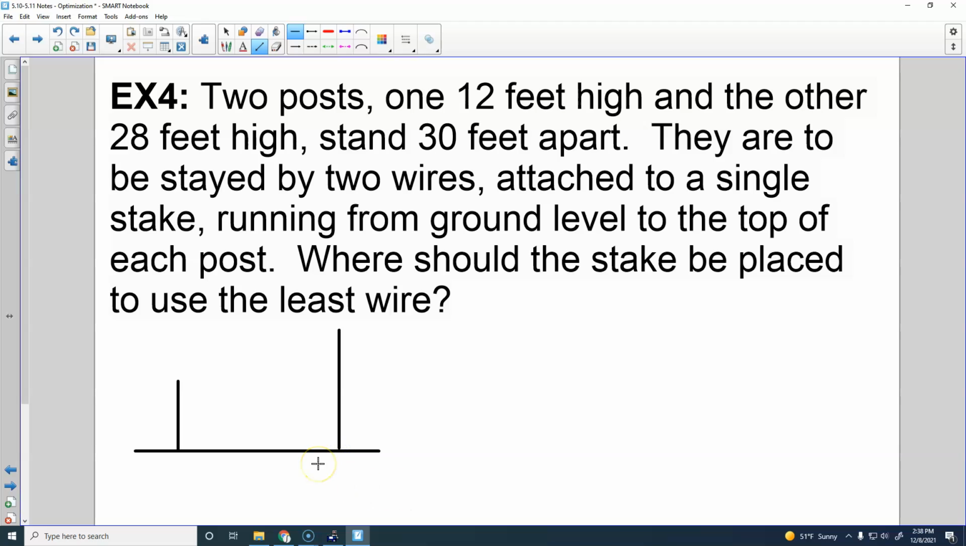All right, so you got two poles, and what we're going to do is have a stake somewhere between these two poles, and we want to use the least wire possible. So let's think of some possibilities. We know this. Assume that the wire is taut.